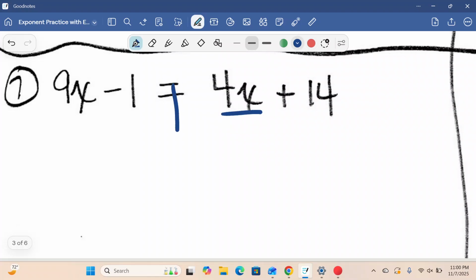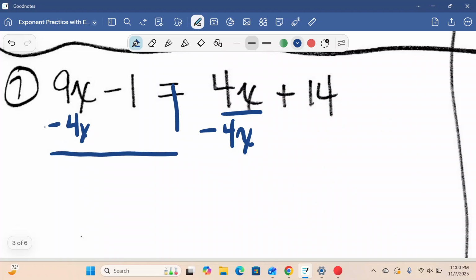We're going to underline the 4x because that's the one we want to get rid of. And that is a positive 4x. I want to get rid of the positive 4x, so I'm going to subtract 4x to that side. But what I do to one side, I have to do to the other side. So that is a negative 4x right there.